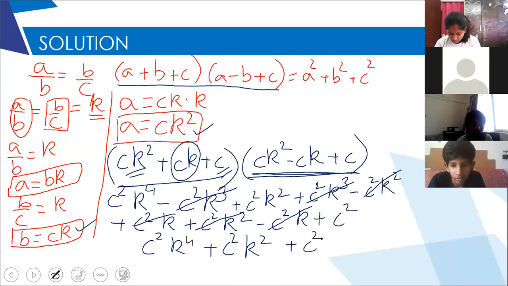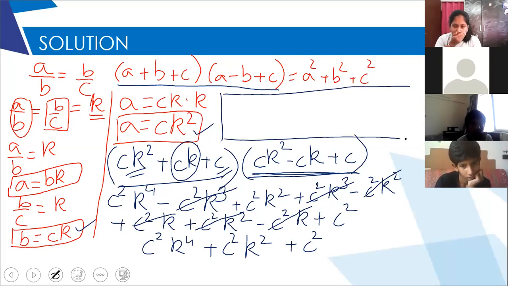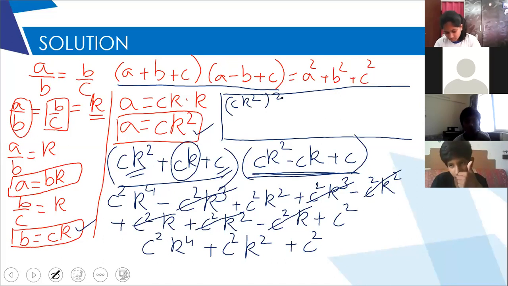After that, I'm going to do over here, children. Please pay attention. After that, you can write this as CK square whole square. The first term is C square K4. So can I write it as CK square whole raised to the power 4? Second term is C square K square. I can write it like this. And the third term is C square only.